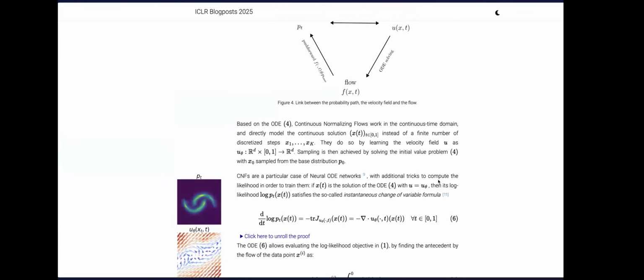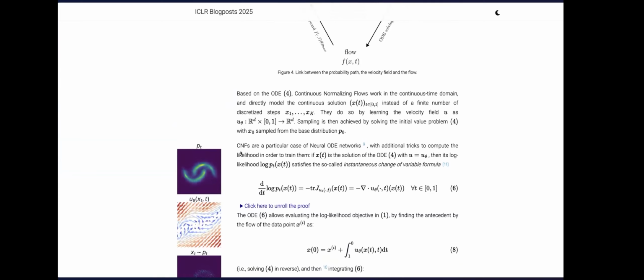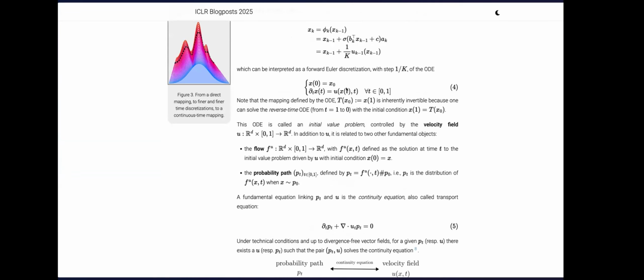All right. Now, continuous normalizing flows, right? We saw normalizing flows. Now we're going to consider continuous normalizing flows, or CNFs, right? These are a special case of this, right?